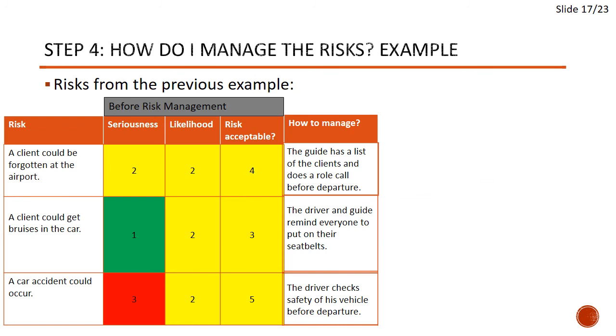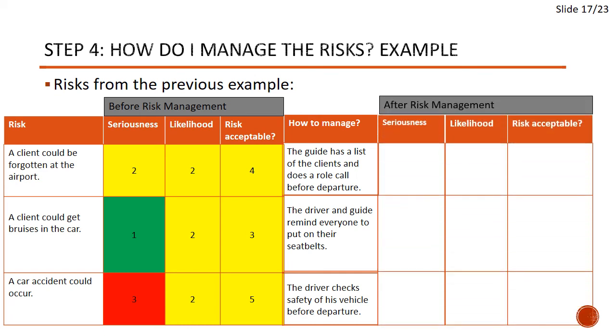So, what happens now that we have managed these risks? Well, we have to reassess the risks to see if there are improvements. In your risk assessment, you will always have to do an assessment before risk management and after risk management. So let's go to the first example. A client could be forgotten at the airport. We managed the risk in the previous step by giving the guide a list of the clients and having him or her do a roll call before departure. Most companies are probably already doing this.